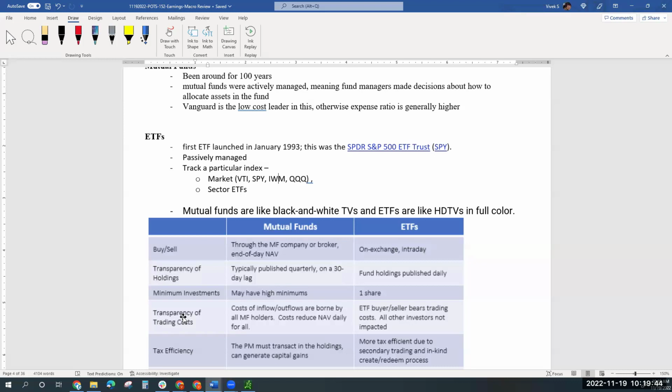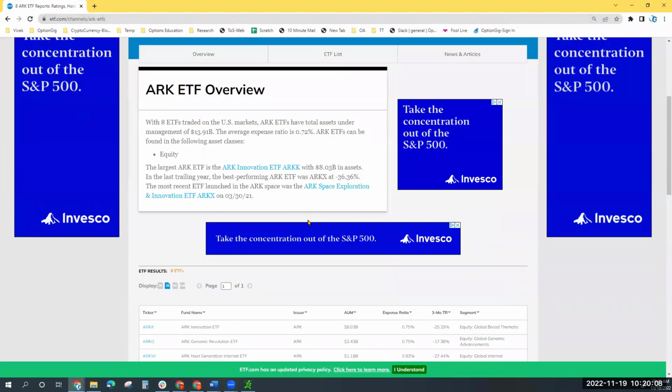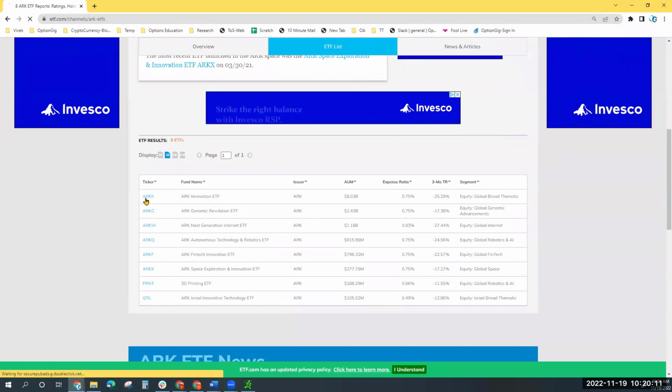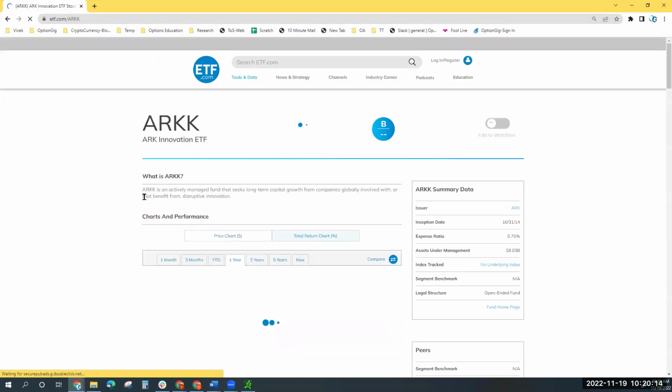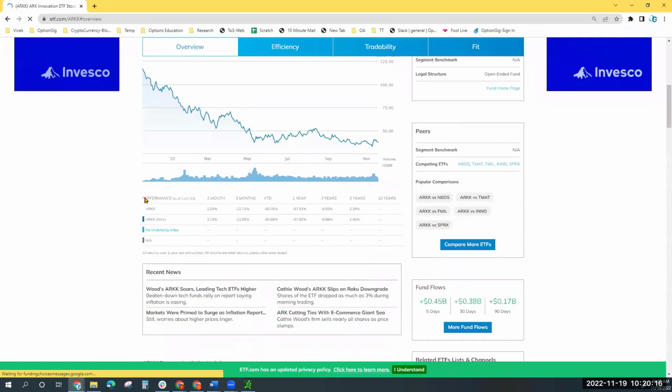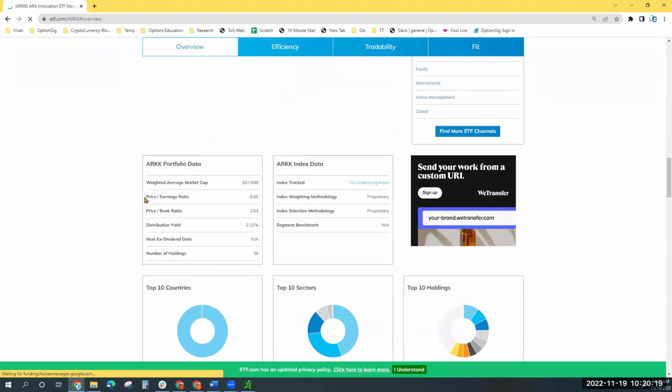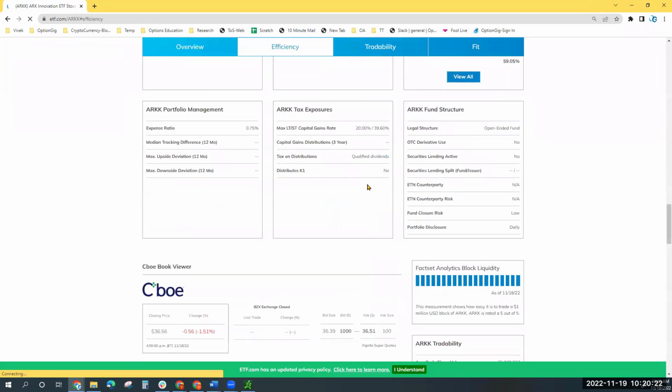ETFs publish their holdings on a daily basis. So there is more transparency. When you're investing in an ETF, you can go and look at what those ETFs hold today. So let me just pick some ETF. Okay, let's say I'm going to this ARKK ETF, right? So if you look at ARKK ETF, where are the holdings? They should publish their holdings on a daily basis.